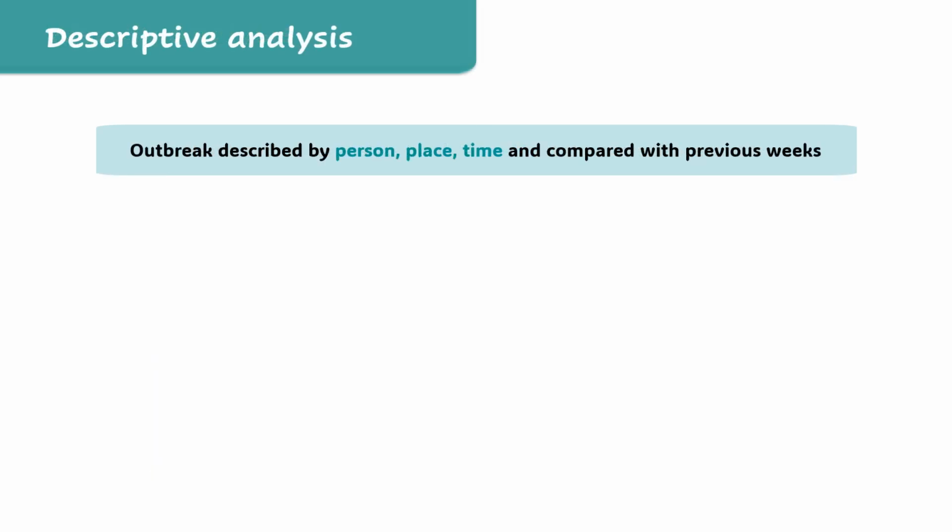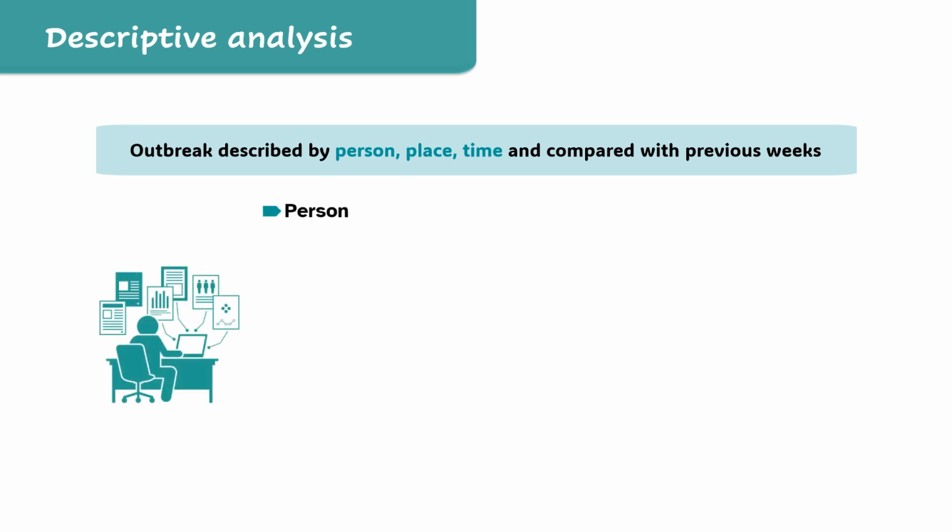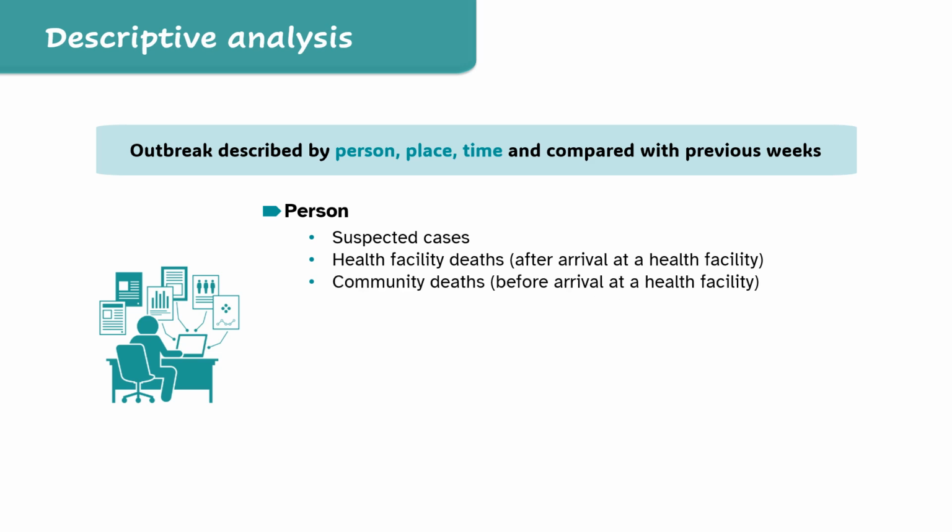The routine analysis of surveillance data aims to describe the outbreak by person, place, and time, and compare the current outbreak's dynamics with previous weeks. Key figures to describe the outbreak by person include the number of suspected cases, the number of health facility deaths. Those are cholera deaths that occurred after arrival at a health facility. The number of community deaths. Those are cholera deaths that occurred before reaching a health facility.